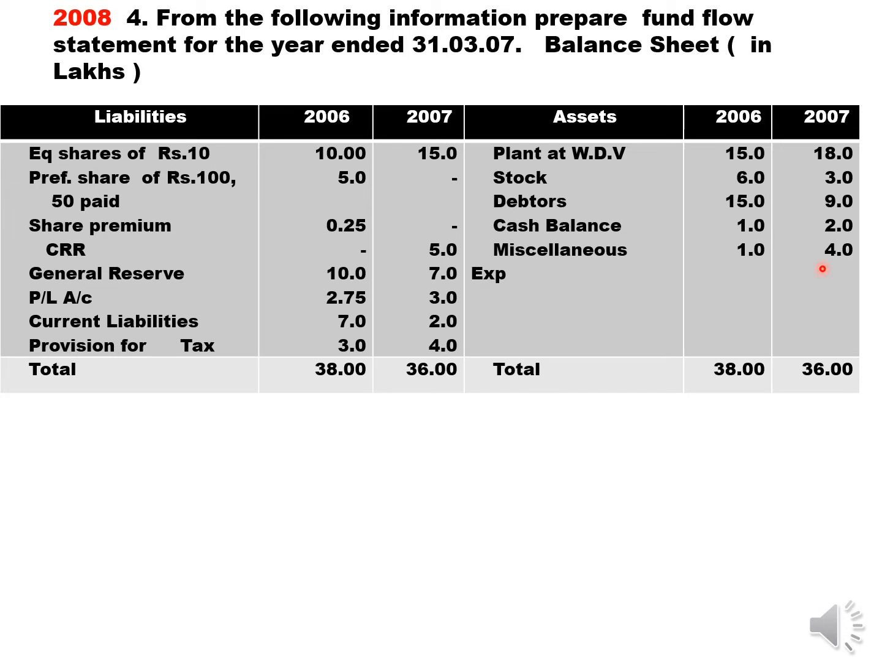So till now you have to prepare 5 accounts. What are they? Number 1, general reserve account. Number 2, provision for tax account. Number 3, plant account. Number 4, miscellaneous expenses account. Then we need to prepare adjusted PL account. So let us look into additional information.